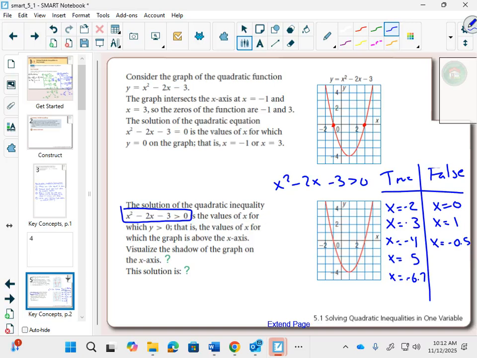Can somebody find a positive number that works? No, doesn't work. Like if I plug in 10, 100 minus 20 is 80, minus 3 is 77. 77 is definitely not bigger than 0. Oh, wait a minute. Sorry. I think 77 is bigger than 0. So 10 works.